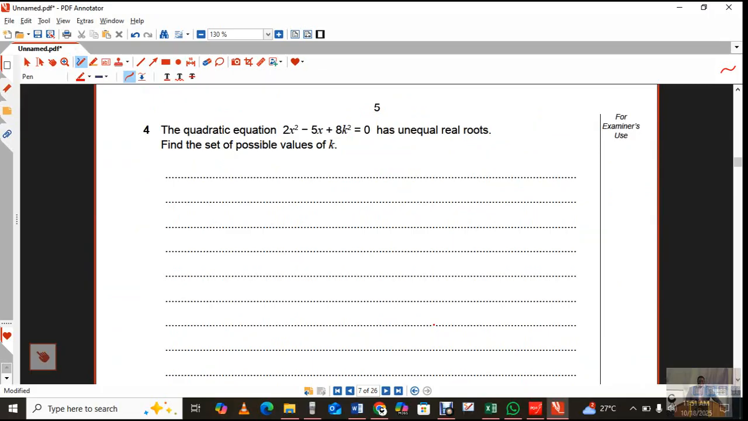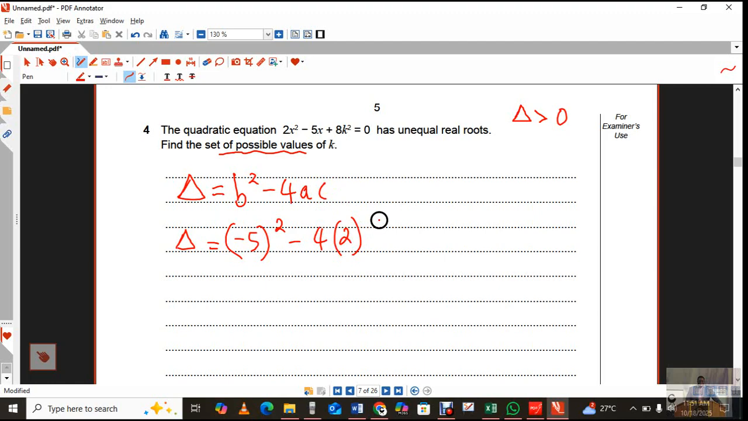They say the quadratic equation has unequal roots. Whenever you are told to find the set of possible values, you know that you are dealing with an inequality. And we also know the discriminant should be greater than 0 because this is the only case where the roots are unequal. So you just have to have your discriminant, which you know as b squared minus 4ac, identifying your b here in that equation, that is negative 5, squaring that, minus 4, identifying your a there, that is 2, and identifying your c, it's 8k squared. What is that giving us? This is going to give us 25 minus 64, that's 8 times 8, k squared.